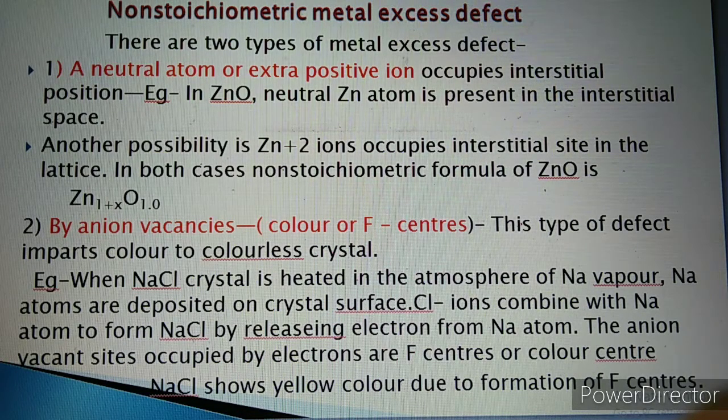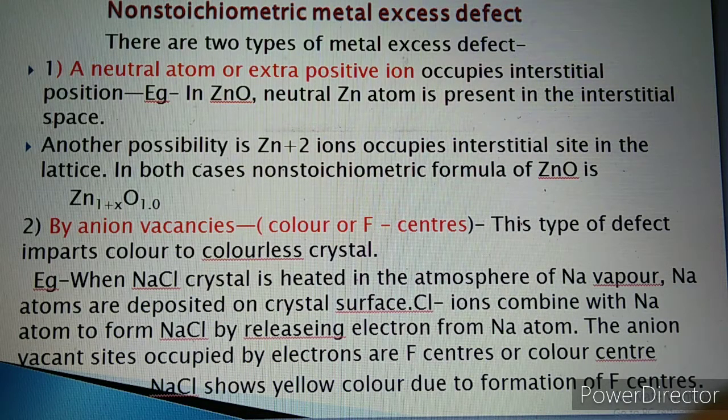When that extra neutral atom or extra positive ion occupies the interstitial position, that defect is produced because of the addition of the neutral atom or extra positive ion, and the defect is a metal excess defect. An example is given in zinc oxide. Neutral Zn atoms are present in the interstitial space. Another possibility is that either neutral zinc is added or a positive ion, which is the Zn+2 ion.